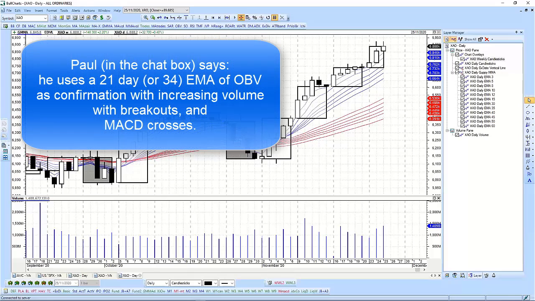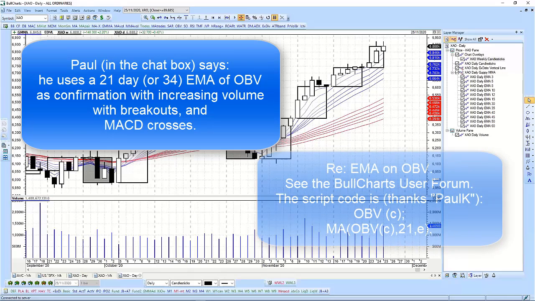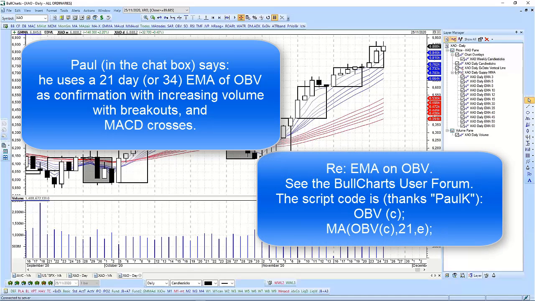Paul said use an EMA of the OBV, either 21 day or 34 days, confirmation for increasing volume with breakouts and MACD crossing. So we're looking at price change with volume change. The formula for this indicator is in the BullCharts forum. The BullCharts discussion forum has some discussion on that. So that sounds like a custom indicator someone's written to do moving average on OBV. That could be useful. I'll just make a note in my book to go look for it later. MA on OBV. See BullCharts forum. Paul, thanks for that.